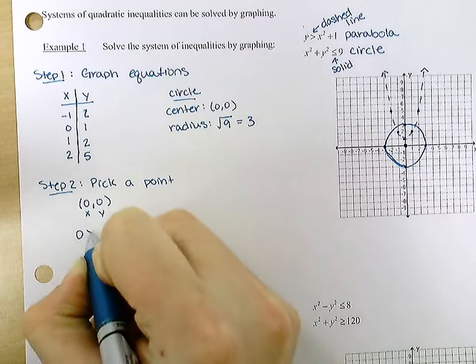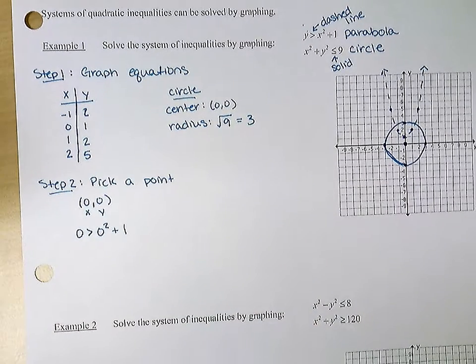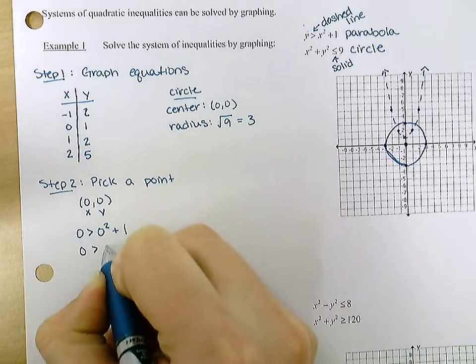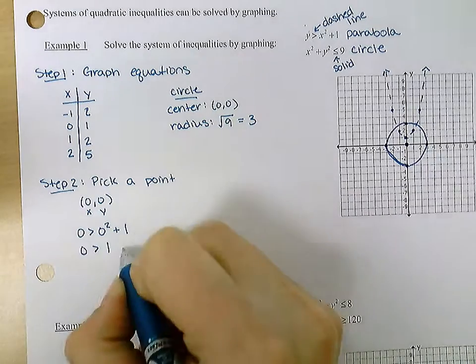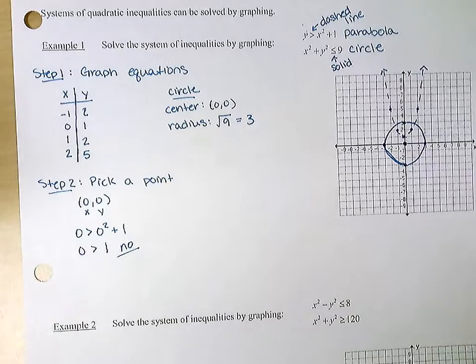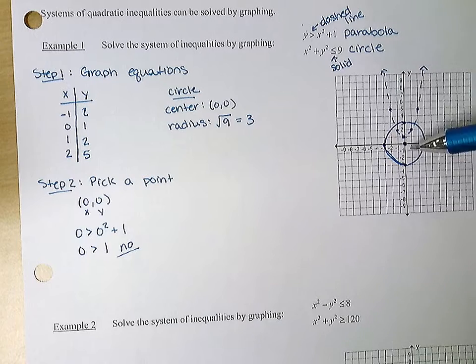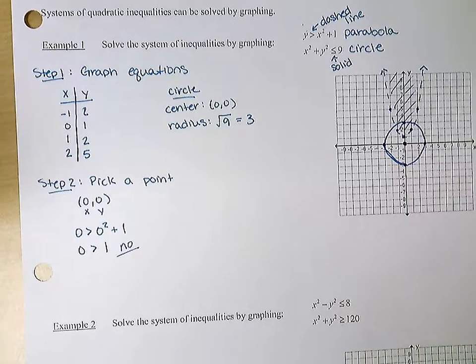So we have 0 is greater than 0 squared plus 1, and we want to see if this is true. So I would have 0 is greater than 1. Is that statement true? No. That means since 0, 0 is on the outside of that parabola and that wasn't true, your shading is on the inside. And don't shade it a lot. We want to see where these shaded sections intersect.